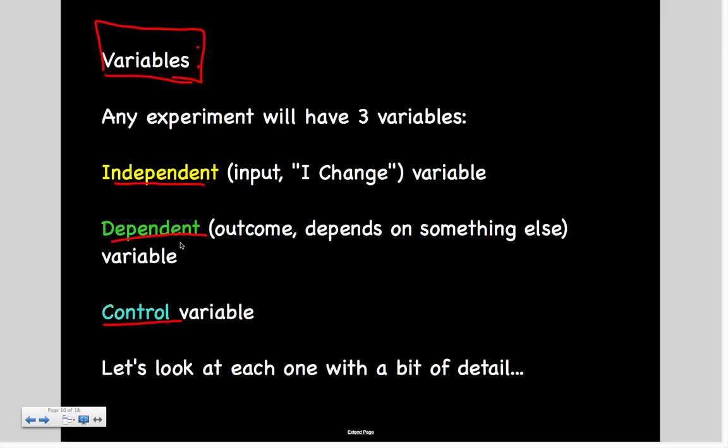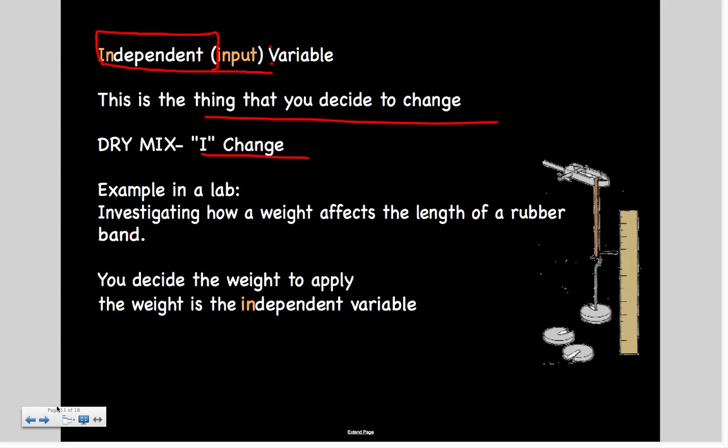The dependent one is the outcome. It's the thing that depends on something else. And the control is the one that I don't really move around or change. So we've got a little experiment over here that we're going to look at.